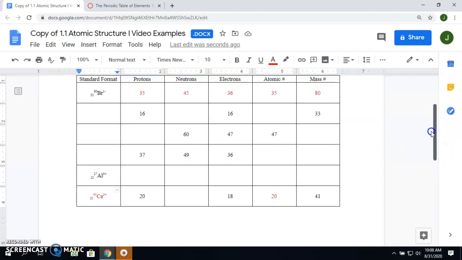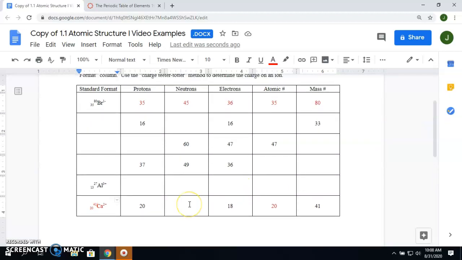Okay, we've got one more block to fill in right here, which is neutrons. Remember, neutrons are always mass number minus atomic number. That's going to be 21. Because if you take a look, 21 plus 20 gets you back to 41 right there.